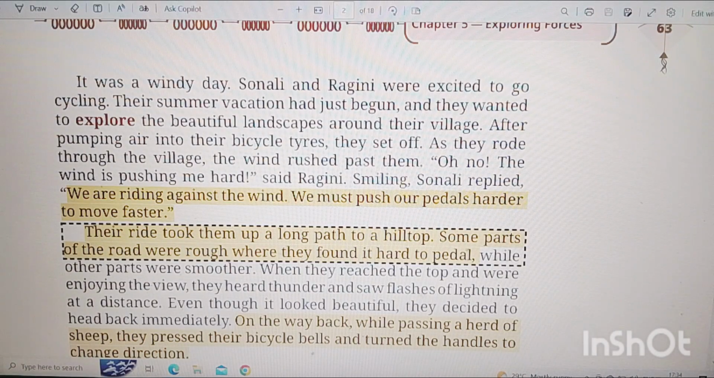And in the third case, if you are riding downhill, then the amount of force needed will be much lesser. Okay, this is because of many reasons. We will learn about that in this chapter. Okay, so let's get started.